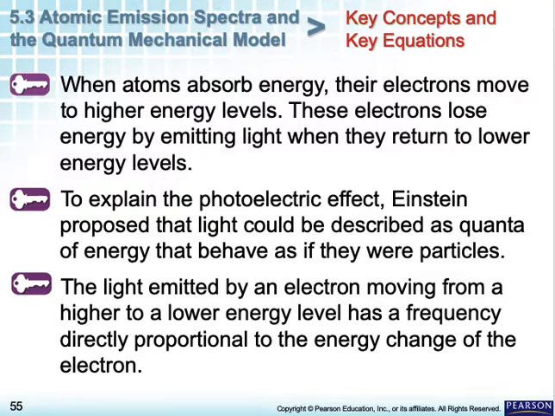Finally, we're at the end. This was a meaty section, wasn't it? When atoms absorb energy, their electrons move to higher energy levels. These electrons lose that energy and they emit light when they return to the lower energy level. To explain the photoelectric effect, Einstein, so you know photoelectric effect with Einstein, proposed that light could be described as quanta of energy that behave as if they were particles. The light emitted by an electron moving from a higher energy to a lower energy level has a frequency directly proportional to the energy change of the electron.